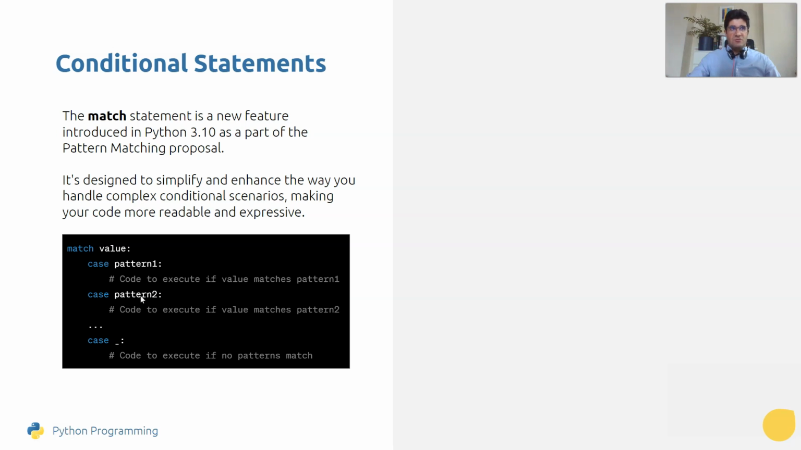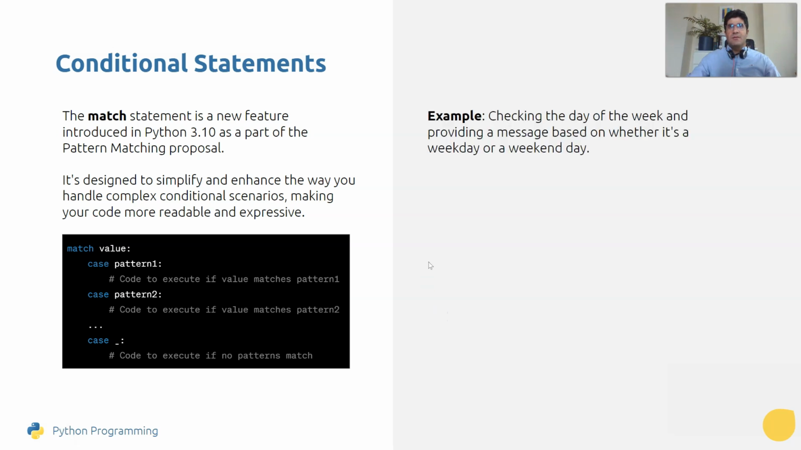If none of those patterns is equal to the value that we provided, it will run the last one, which is denoted by underscore, and the code for that part will be executed. Let's look at an example.